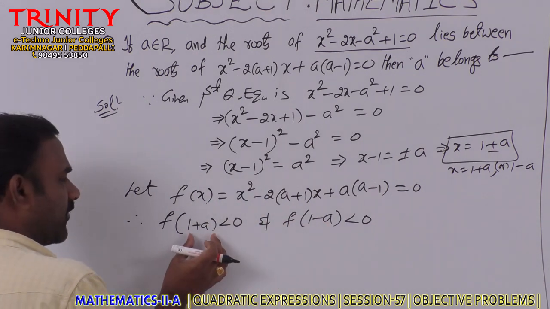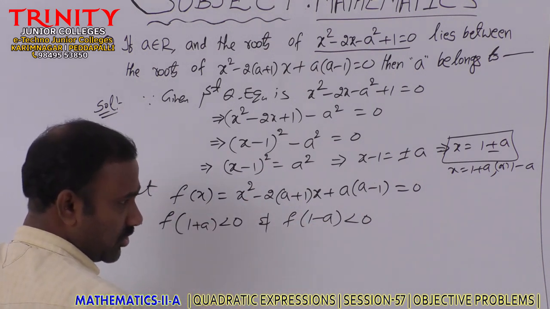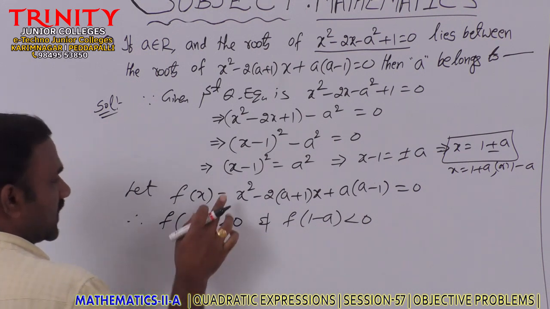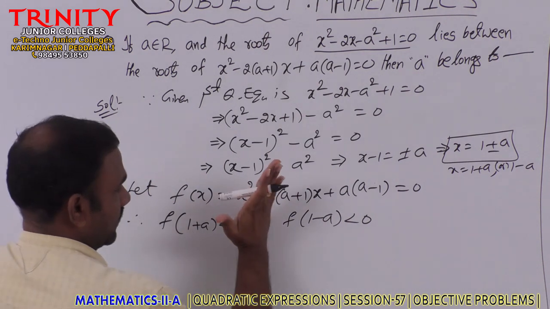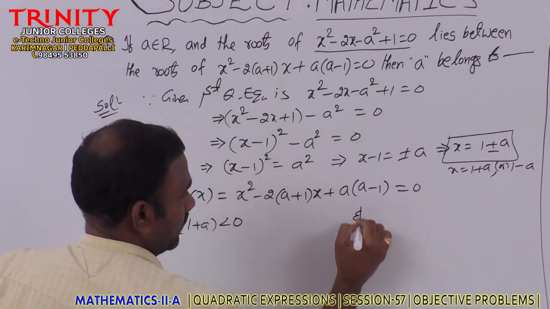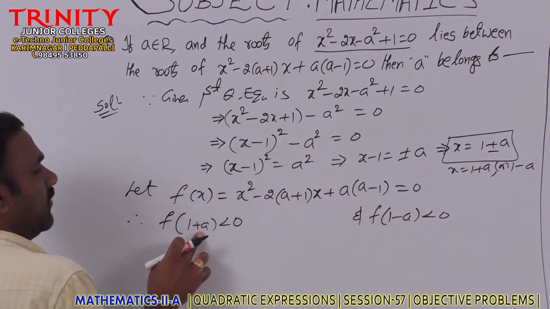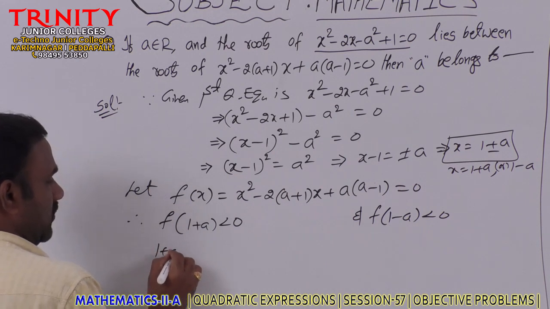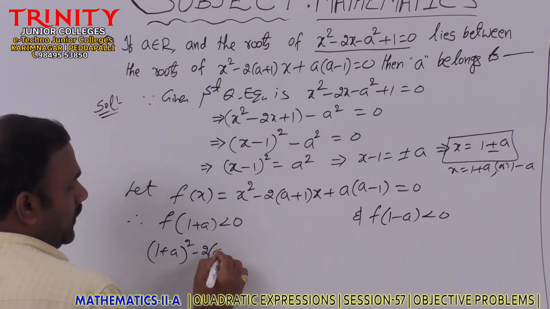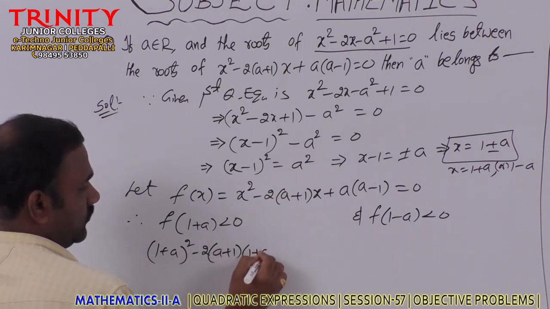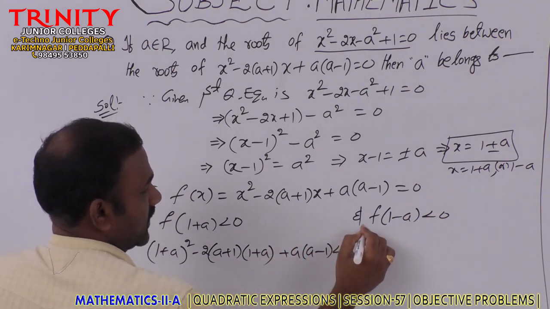Understood? Now, f of 1 plus a is less than 0 and f of 1 minus a is also less than 0. Therefore, f of 1 plus a is less than 0; we are taking in place of x, 1 plus a. Now replace f of 1 plus a less than 0, that is 1 plus a whole square minus 2 of a plus 1 into 1 plus a plus a into a minus 1 less than 0.